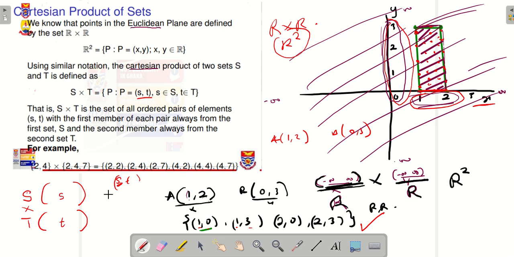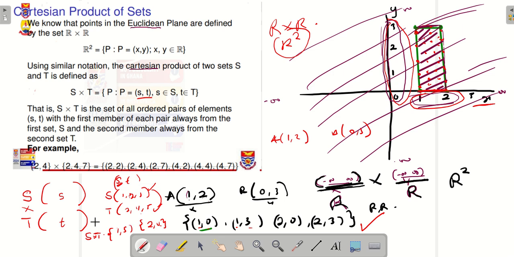So for example, if I have the set S to be {1, 2, 3}, and the set T to be {2, 4, 5}, then the Cartesian product S cross T can give me an element like (1, 5), where 1 is coming from the set S and 5 is coming from the set T. I can also get another pair like (2, 4), where 2 is coming from the set S and 4 is coming from the set T.